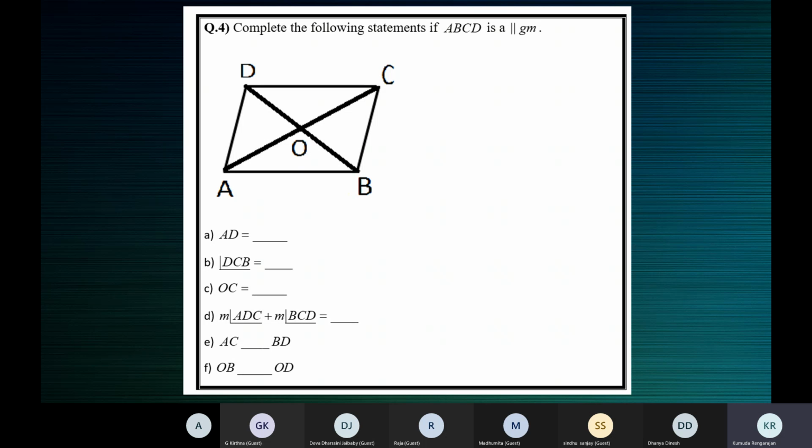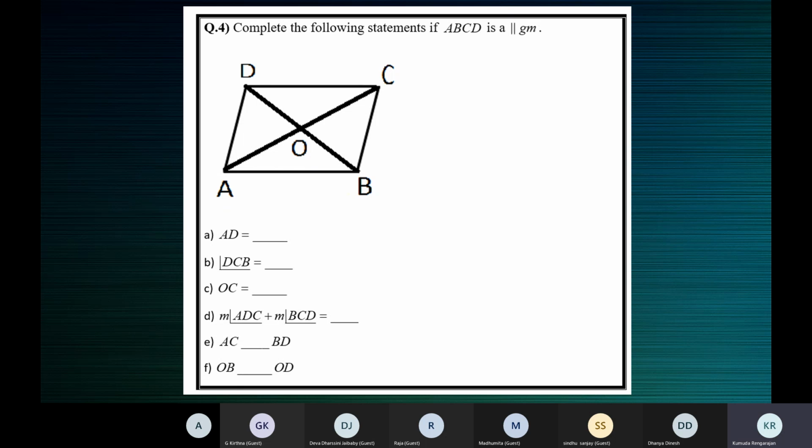Measure of angle ADC plus measure of angle BCD. What kind of angles are ADC and BCD? How are they related? Ma'am, they're adjacent angles. Yeah, they're adjacent angles. So it's 180 degrees, ma'am. Yeah, in a parallelogram, adjacent angles are supplementary.